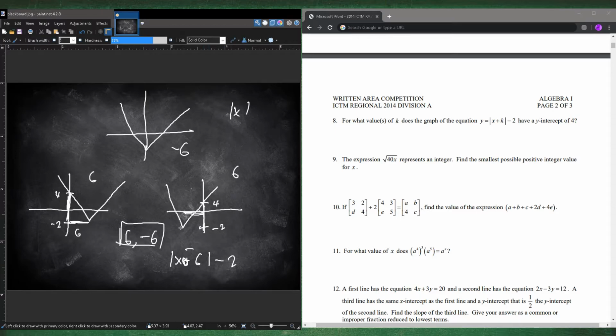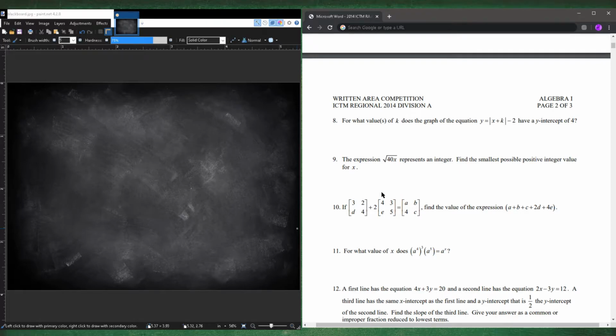6 minus 2 is 4. See? So it's plus or minus 6. Those are the answers. But that's a graphical way to think about it.